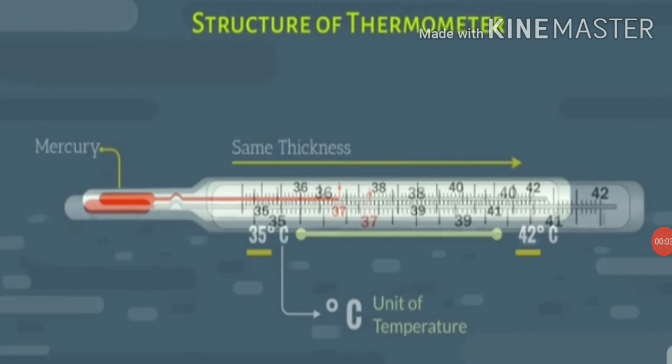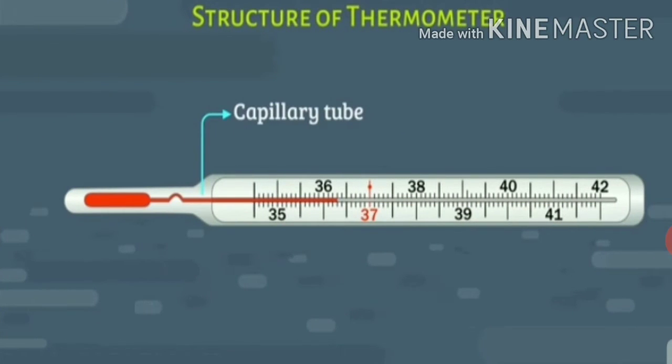Students, let's start with the structure of the clinical thermometer. A clinical thermometer has a long, narrow, thin glass tube with a bulb at one end. You can see in the picture that at one end of this thermometer the bulb is present. The bulb contains mercury. A fine thread of mercury can be seen outside the bulb. There is a narrow constriction or kink in the capillary tube just above the bulb. You can see that this is the capillary tube and the kink is present just above the bulb.